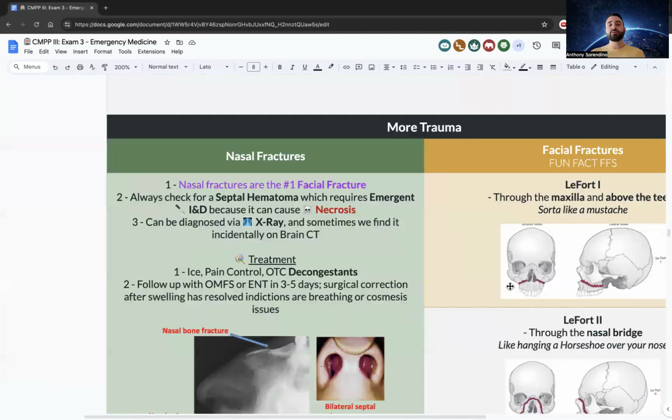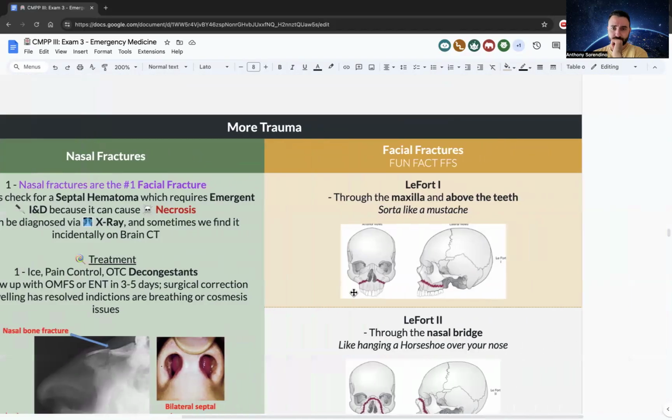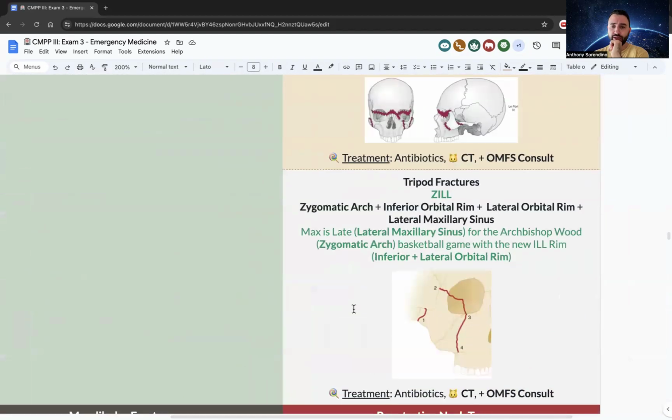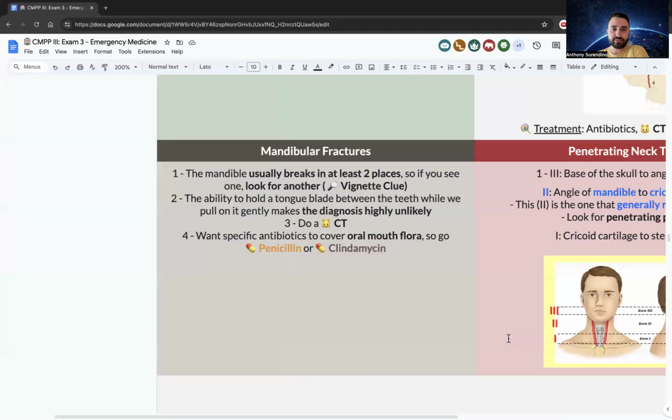All right, nasal fractures. These are the number one facial fracture. You want to make sure you do an I&D because they can cause necrosis. You can give them some decongestants, which will be vasoconstrictors, right? Le Fort, apparently we do not need to know. I guess know a tripod fracture is a thing, and you want to do a referral specifically to oral and maxillofacial surgery. Give them antibiotics, give them a CAT scan.